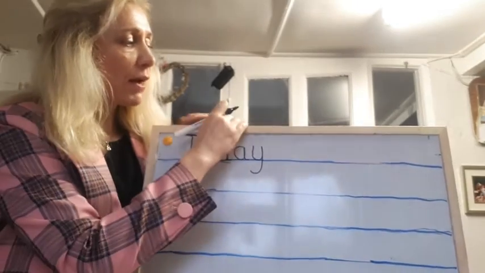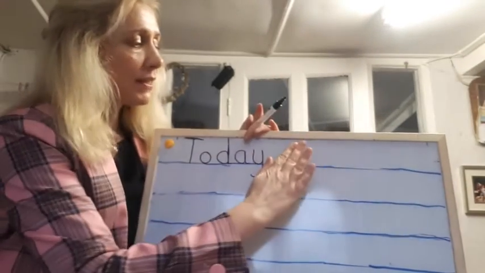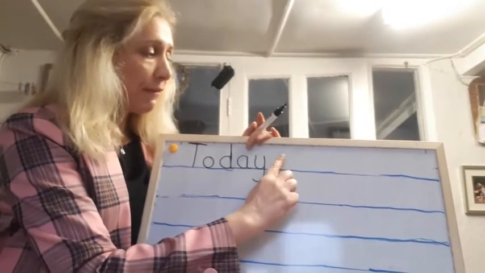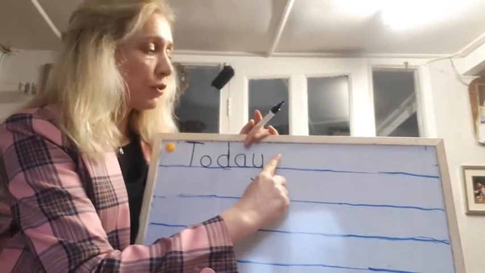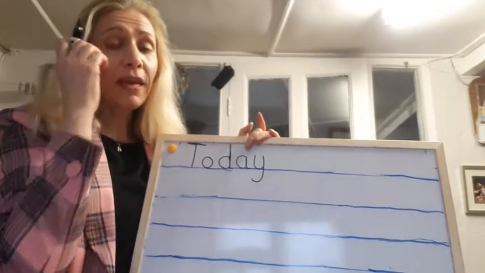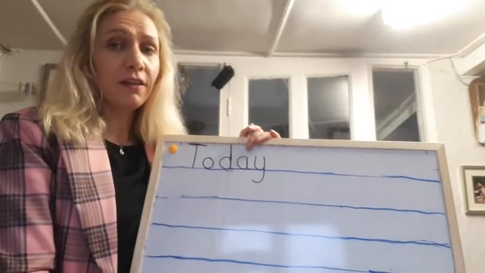Okay, today, now I put a finger space. I don't want to see a hand space. I don't want to see two finger spaces. I want to see a finger space, one finger. You put your finger down and then you start the letter next to it. You should be able to fit more than two words on a line.